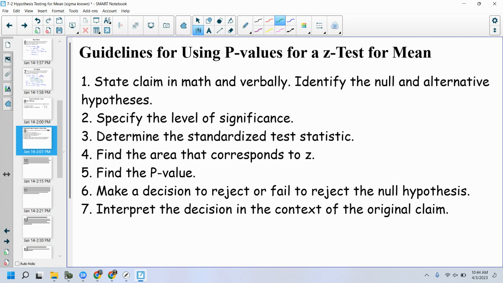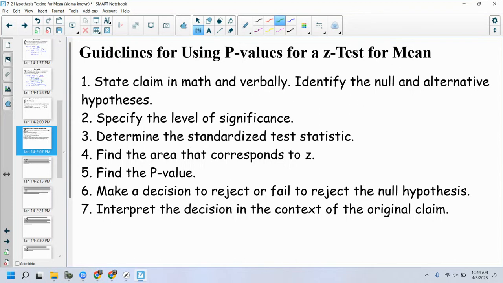Think of it like I need to show all of these things to support my decision, whether I'm going to fail to reject or reject the claim. That's really how you've got to think about these things. When I go to grade it, I'm going to be looking for every single part of this, and I'll be putting check marks by each piece.